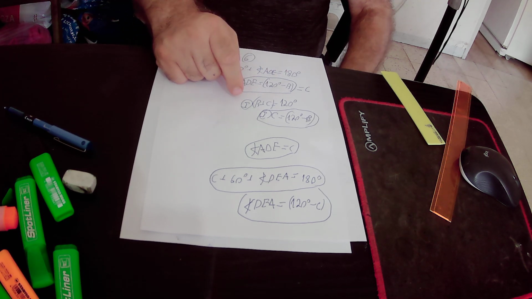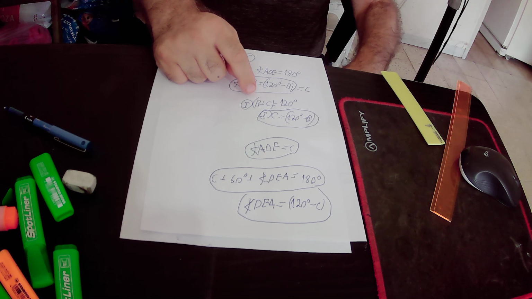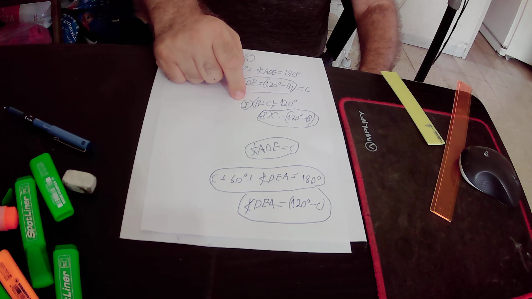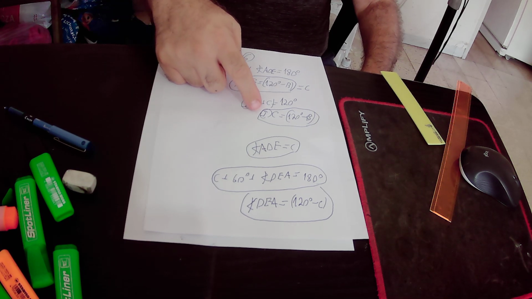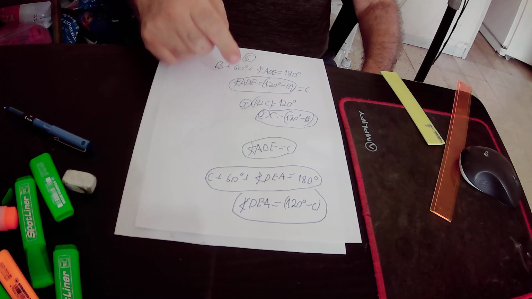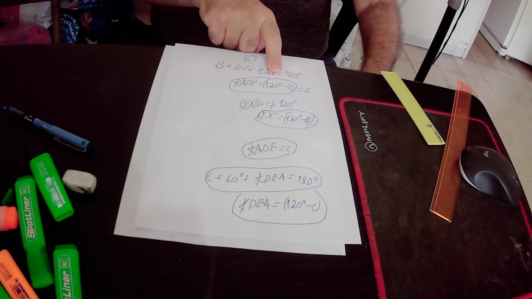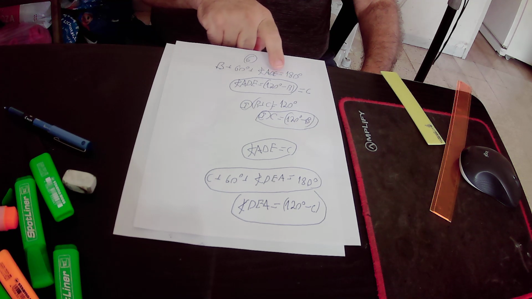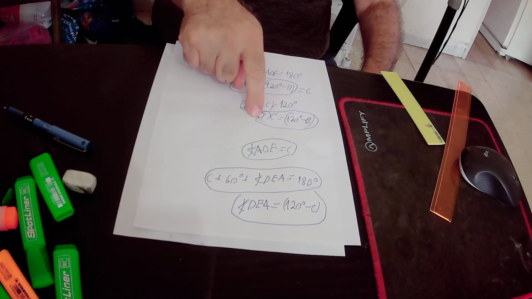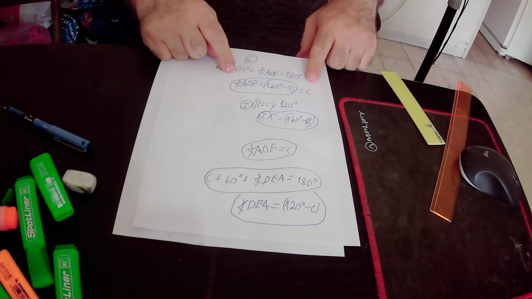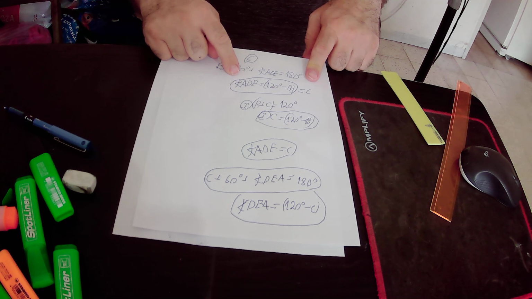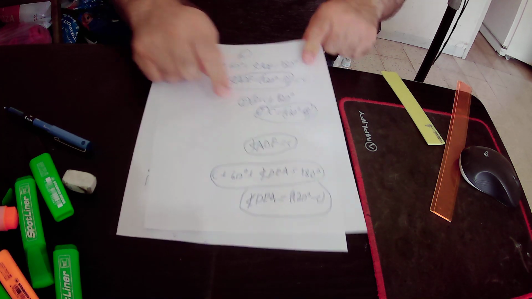But we have equation number 1 that states that B plus C equals 120 degrees. From equation number 1, we can subtract B and we will get that C equals 120 degrees minus B. So here 120 degrees minus B equals C according to equation number 1. So from this equality we can derive that angle ADE equals C.